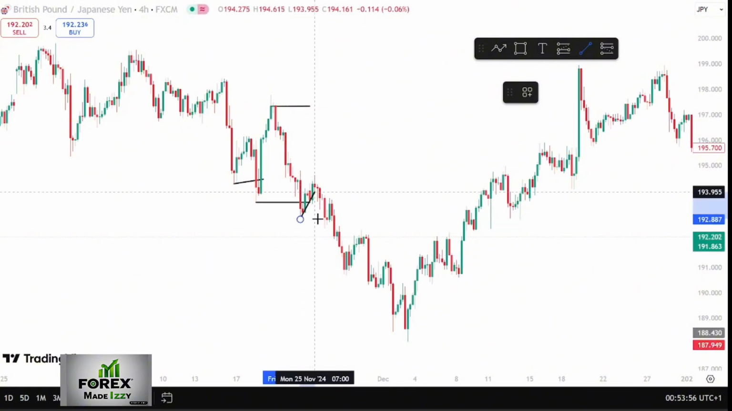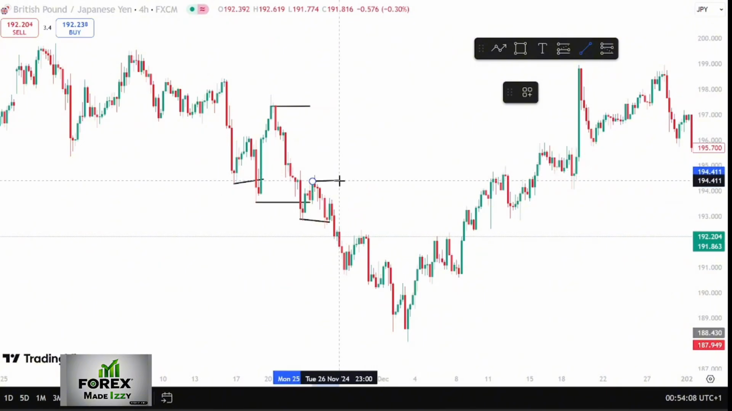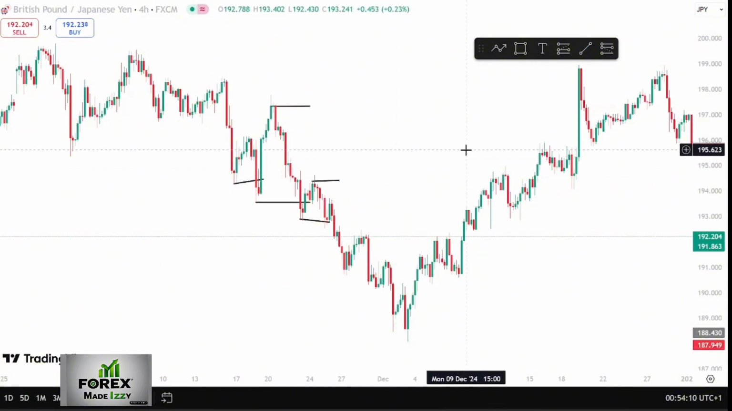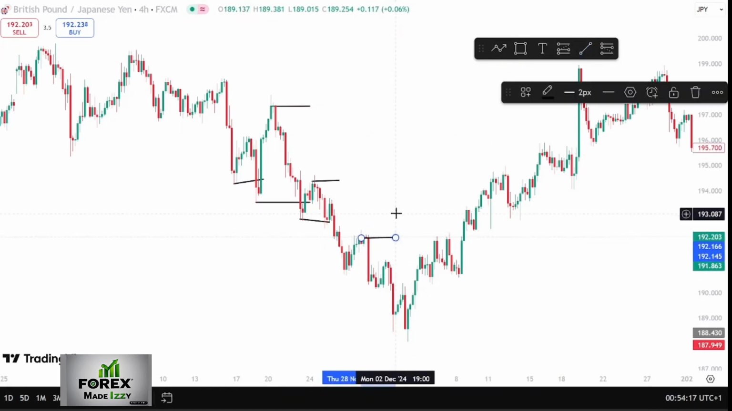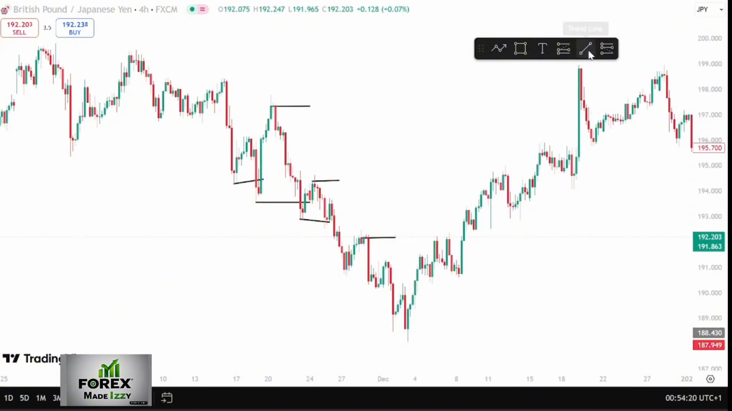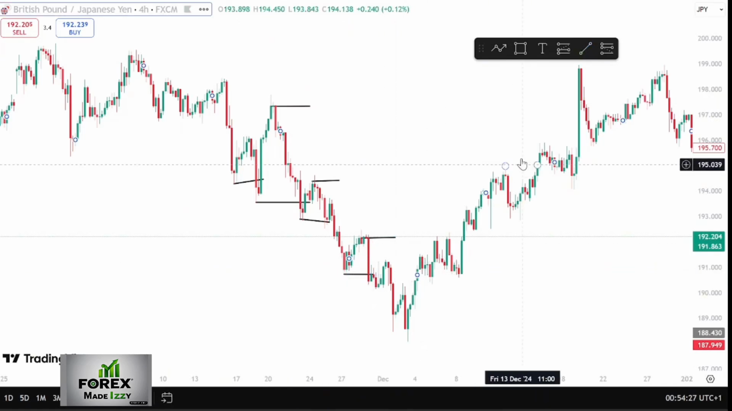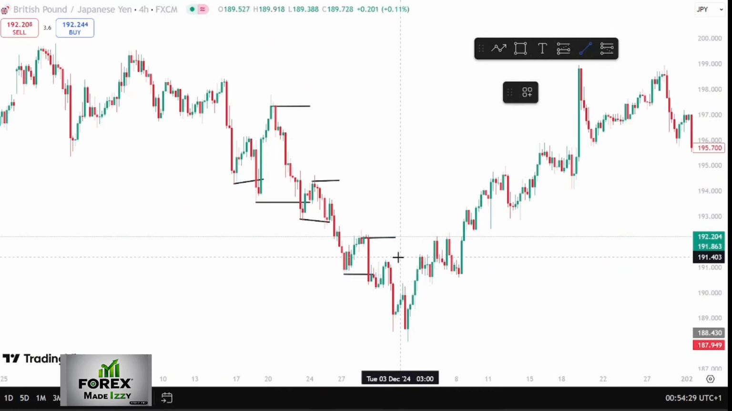That's another lower low, right? Then this is, let's mark here as what? Our lower high. Then mark here as what? Your lower high, right? Then here will be what? Your lower low, right? Then here will be what?